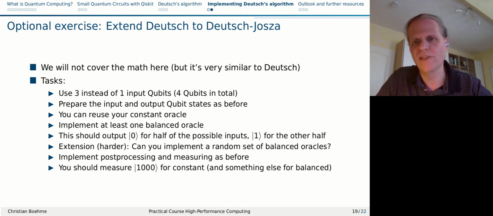function. But then you can also do the same thing as in Deutsch: do the pre-processing by applying Hadamards and the X gate accordingly in order to put everything in the correct state. And then after the oracle, apply Hadamard gates to get the basis states and measure them. And if you measure 1, 0, 0, 0, it's a constant function. And if you measure something else, it's a balanced function.